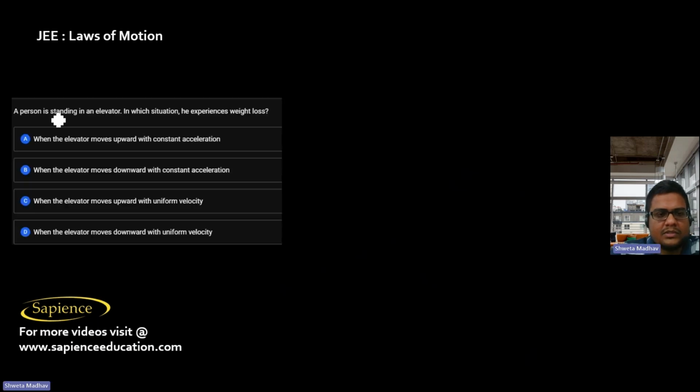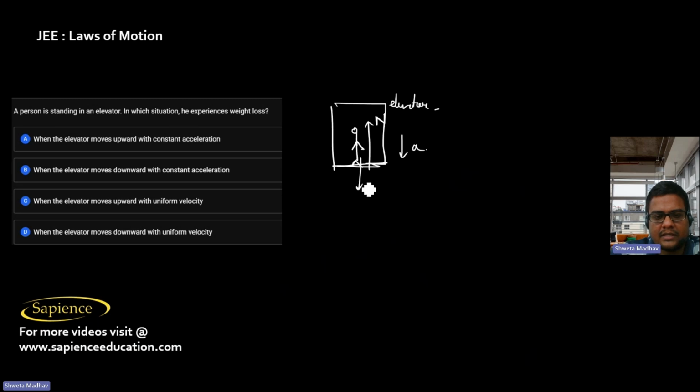Then it is told a person is standing in an elevator, in which situation he experiences weight loss. So here suppose he is standing on the floor of the elevator. When he experiences weight loss, the elevator is accelerating downwards with some acceleration a, then the normal reaction is acting on him upwards and his own weight is acting downward. So here we can say mg minus N will be equal to m into a, if m is the mass of that person. So here N will be equal to m into g minus a.